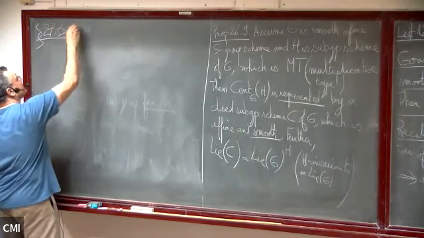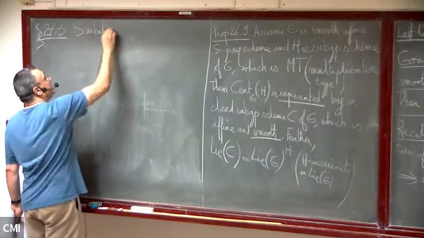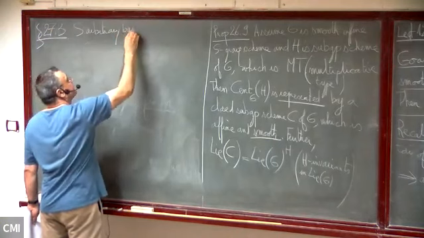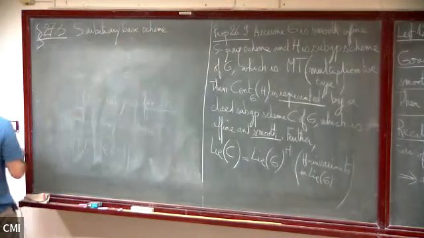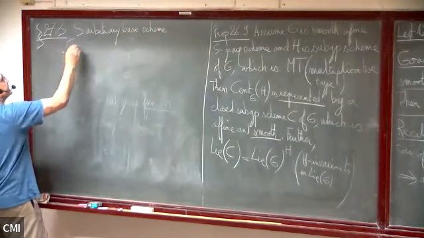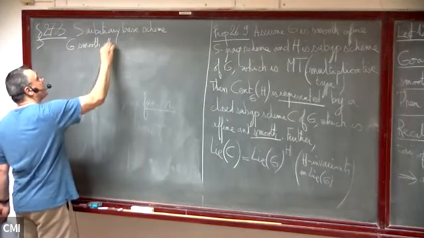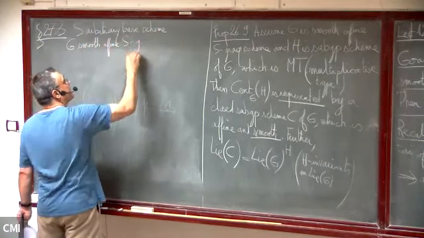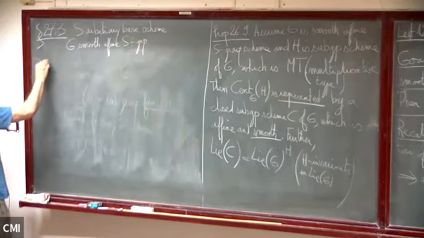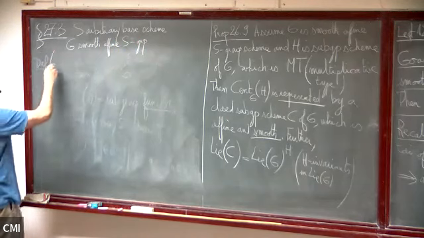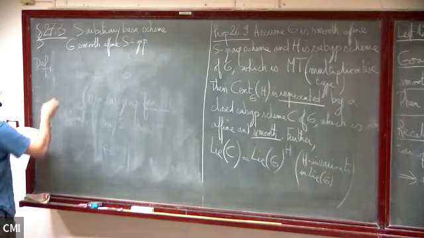And now let us be back where S is an arbitrary base scheme. And again, G is a smooth affine S group. And now we define what a Cartan subgroup is in general.